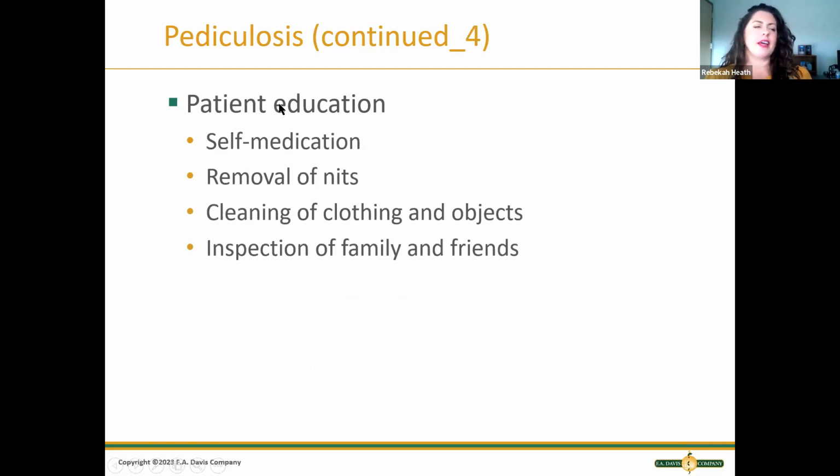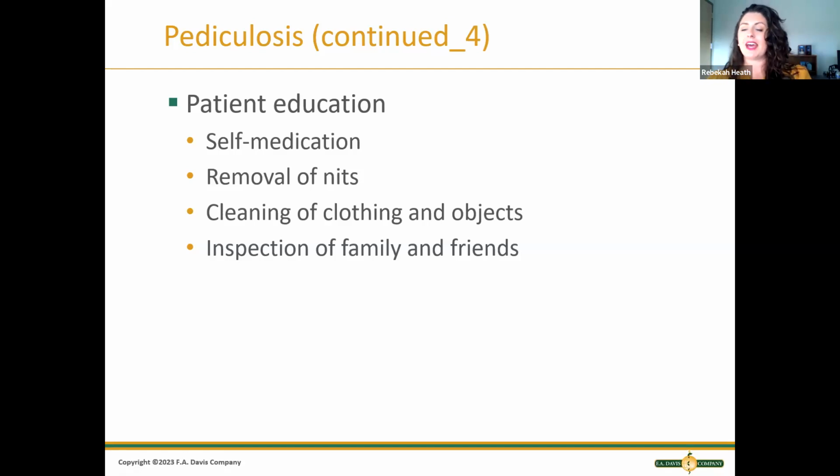Patient education. Lice can be very transmissible and it can be difficult to contain. So I want to teach the patients about, hey, this is how you medicate for this. This is what you do. This is how you need to clean your clothing or your bedding, or if it's kids, how to clean their toys afterwards.